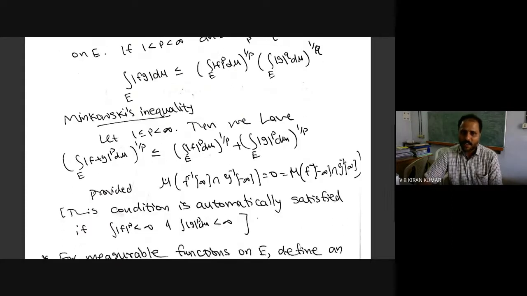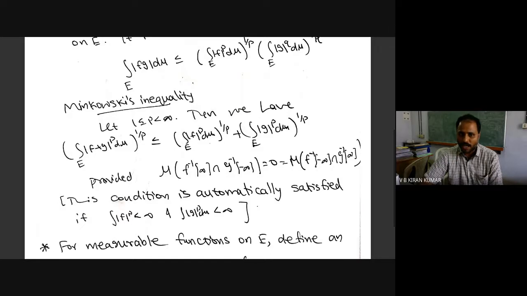And Minkowski's inequality is even valid for p equal to 1. That is actually a triangle inequality in some sense. So the integral over E of |f plus g|^p dμ, all to the power 1/p, is less than or equal to the integral of |f|^p to the power 1/p plus the integral of |g|^p to the power 1/p. So this is what Minkowski's inequality is.